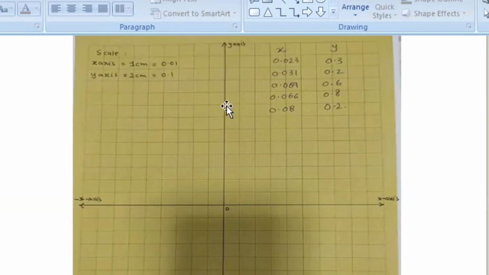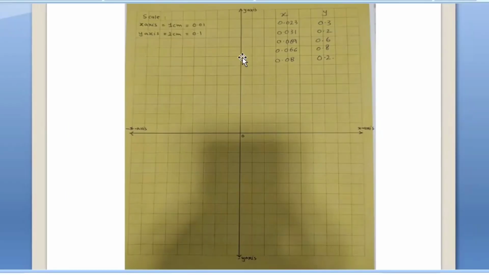This is the end. In this way we can take the scale for the perfect graph, and there are a number of ways people use to select the scale.